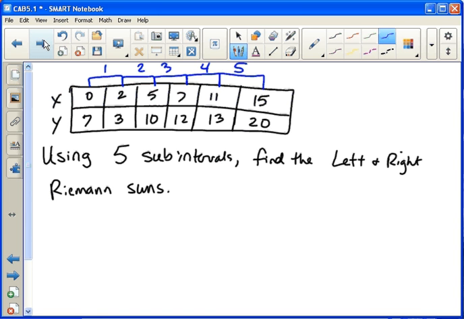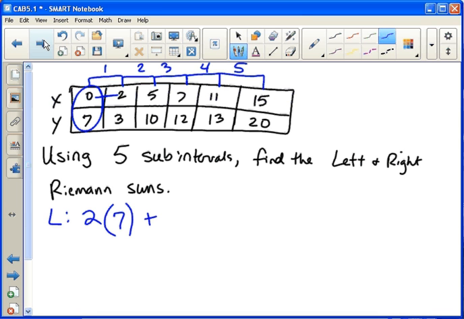So let's just do left first. For my left Riemann sum, my first one is going to have the width of 2, because that's the distance between 0 and 2. And I'm using my left sum, so I would use this right here, and I would use 7 as my height. Your y value is always your height. Think about it. Y is your vertical axis, so y is always your height. So that's my first subinterval. And then from 2 to 5, that's a distance of 3. I use my left endpoint, which would be 2, so that has a height of 3.